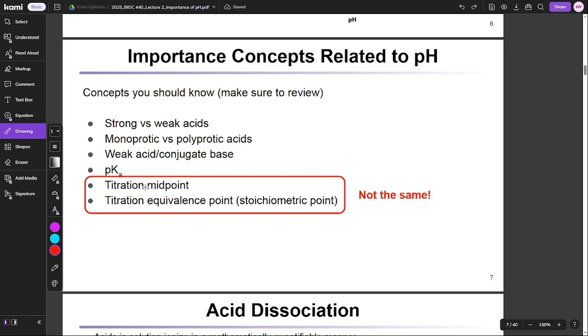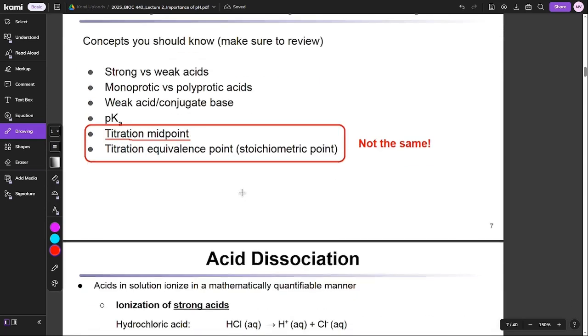Okay, so this is an important one. Titration midpoint versus equivalence point, the stoichiometric point. The titration midpoint is the pKa, plain and simple. It's when the amount of base equals the amount of acid, and I'll show you that when we get to a titration curve. The titration equivalence point is the point at which you get rid of all of the buffer. The buffer is just gone, there's no more buffer anymore. You usually need to add an equivalent of some sort of base or acid to get out of the buffer.